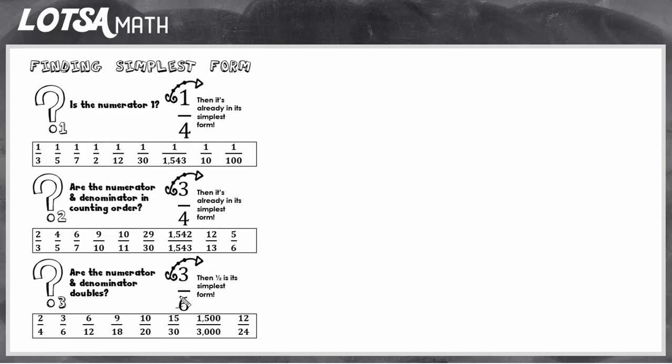See how 3 and 6 are doubles? If your fraction is made of doubles, then it will simplify to a half. So 2/4 equals a half, 3/6 is a half, 6/12 is a half, and so forth. Well, if they're not doubles, we need to look at some more rules.